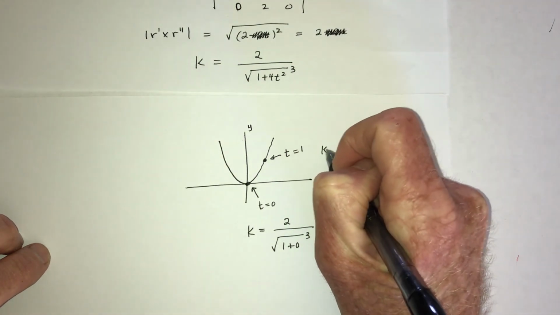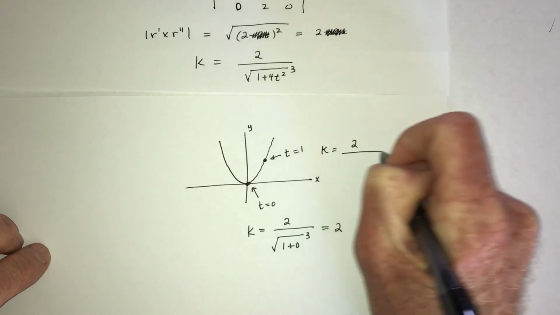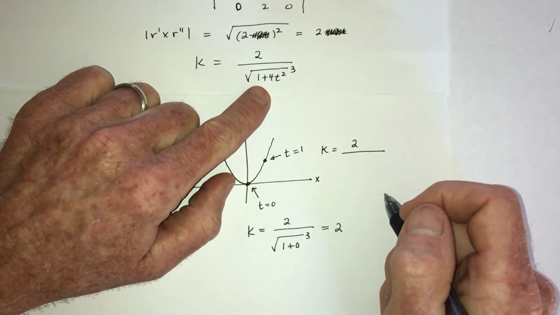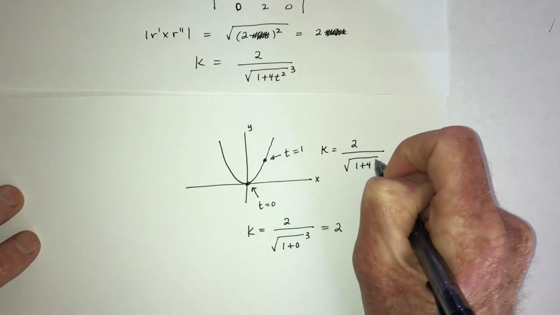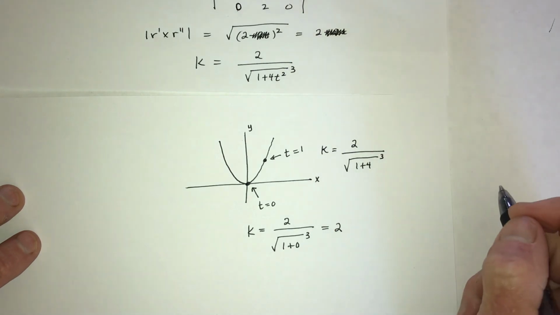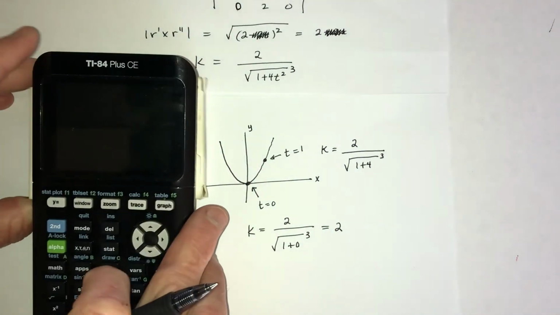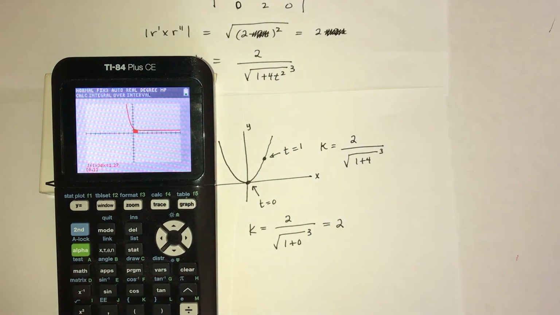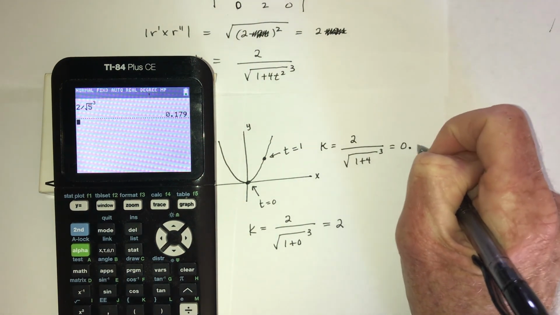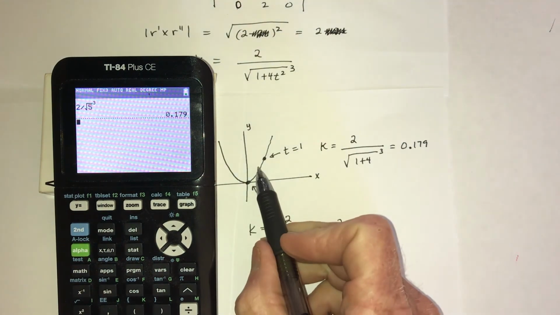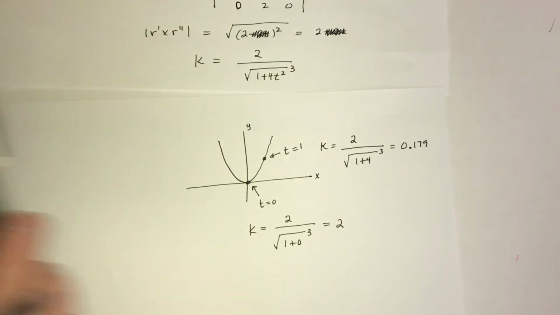So at this point, the curvature would be 2 divided by, and then just plug in a 1 for t over here. So that would be 1 plus 4, and then the whole thing gets cubed. So that is 2 divided by the square root of 5, and it gets cubed. So that is 0.179. So right here, it's not very curvy at all.